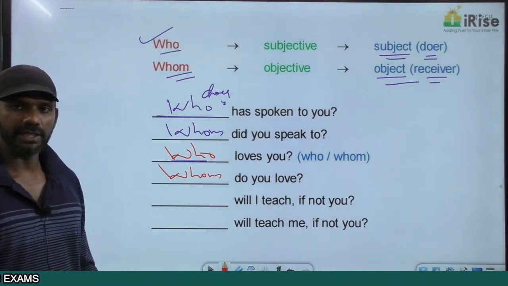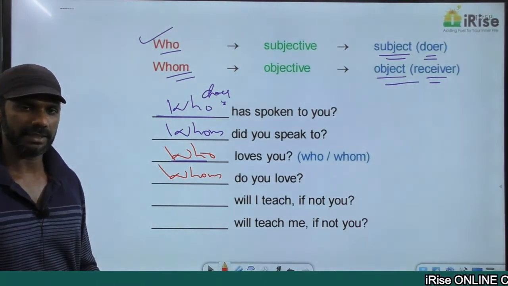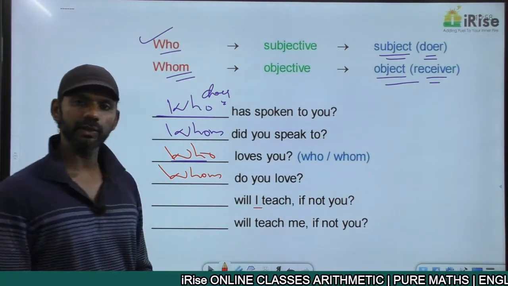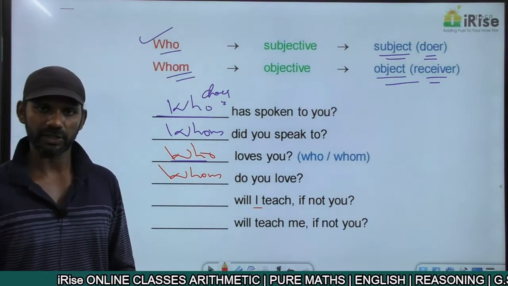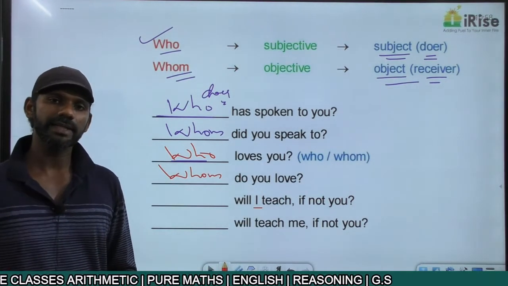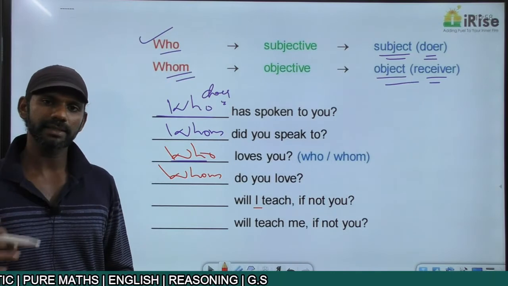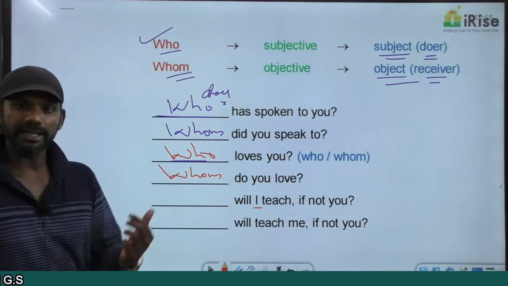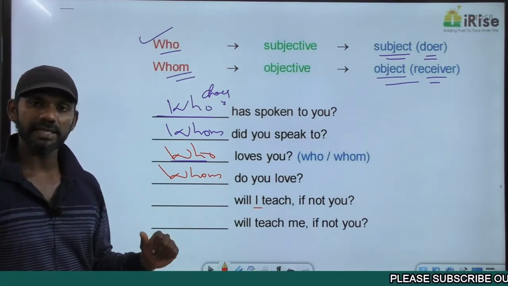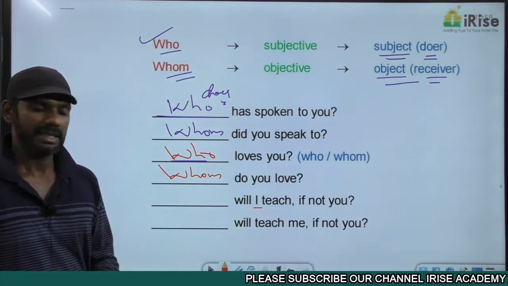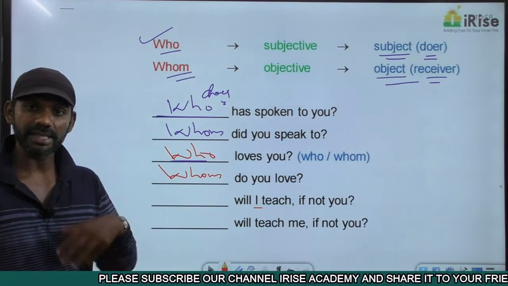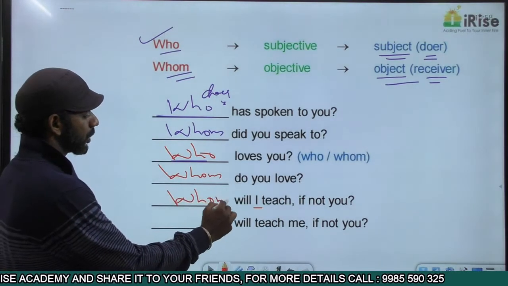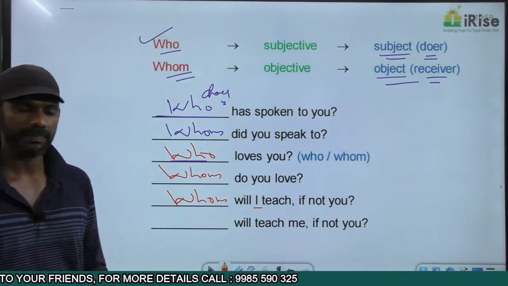Dash will I teach if not you. Understand the meaning. Dash will I teach means I will do the action or receive the action? I will do the action because I teach. I will teach a person. So that person does the action or receives the action? Receives the action. Dash will I teach means this blank stands for the person I am going to teach. So this blank stands for the person that is going to receive the action. Receiver means object. Object means it must be whom. So whom will I teach if not you?